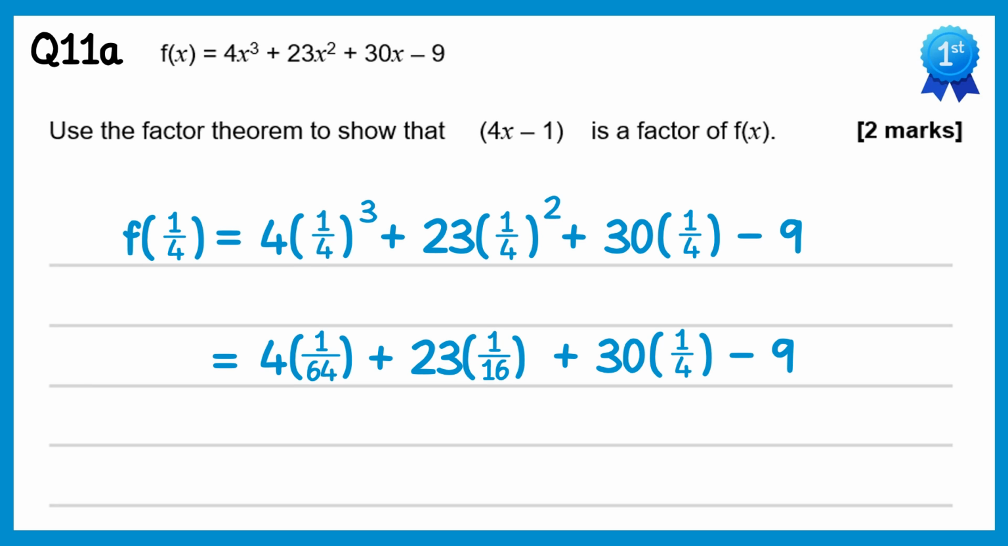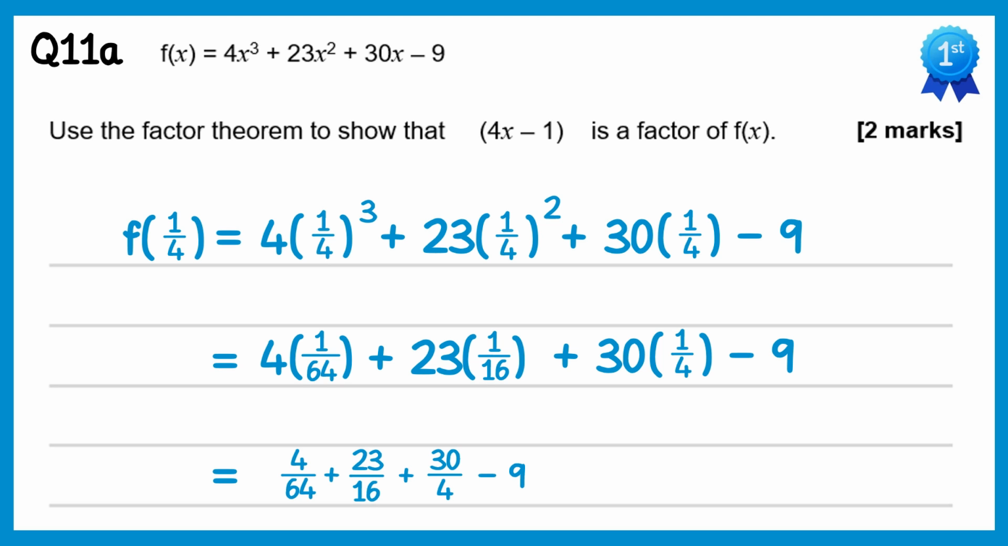If we now multiply all of these brackets, we get 4 lots of 1/64, which is 4/64, 23 lots of 1/16, which is 23/16, 30 lots of 1/4, which is 30/4, and then minus 9. Now to really clearly show that this equals 0, I'm going to write them all over a common denominator. I'm actually going to go for 16.